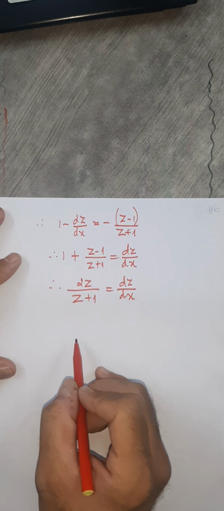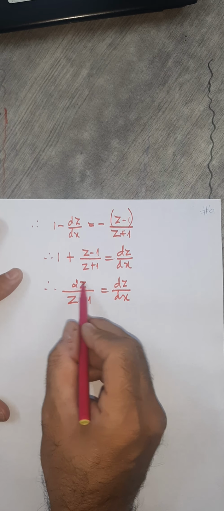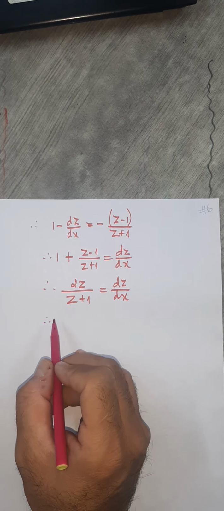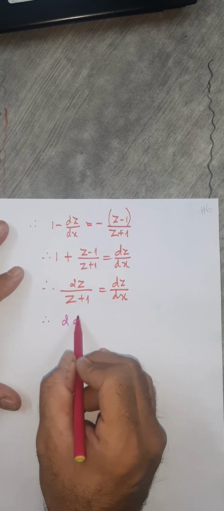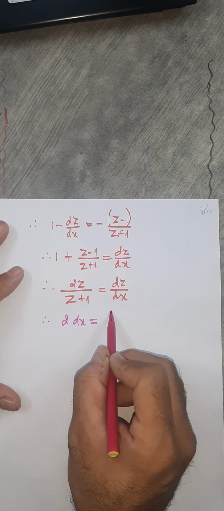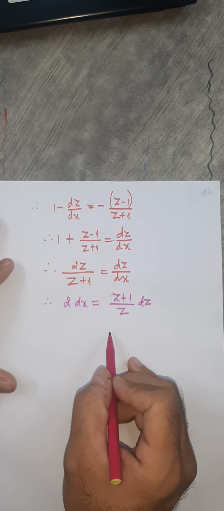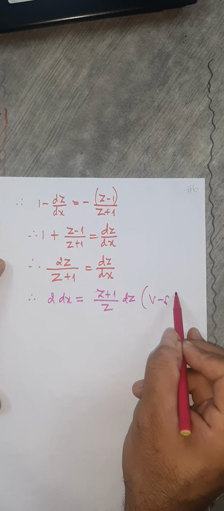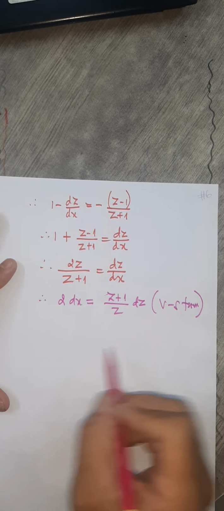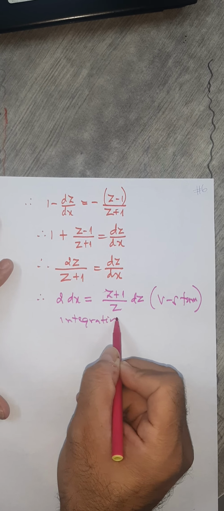Now this can be solved by variable separable form very easily. So I'm using variable separable form. This I'll take over here, dx I'll write over here, remember. So you have 2 into dx, here you have (z plus 1) upon z into dz. Now this is purely in VS form. You must have noticed this is because of that substitution. Now we integrate it.